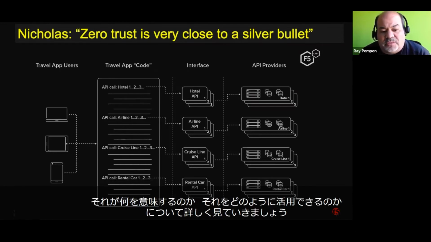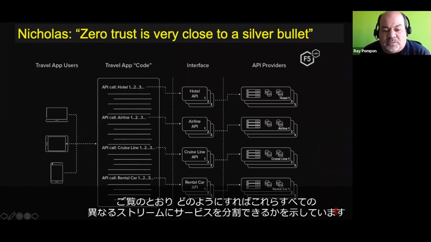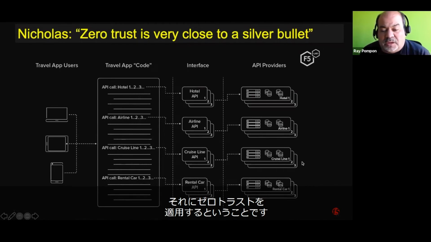And we're going to go into what that means and how you might want to take advantage of that. The big story is really to look at zero trust as not only how you manage your users, but how you manage your services. As you can see here, here's how a service can be broken out into all these different streams. Just think of these as different users logging into different things and apply a zero trust to that.